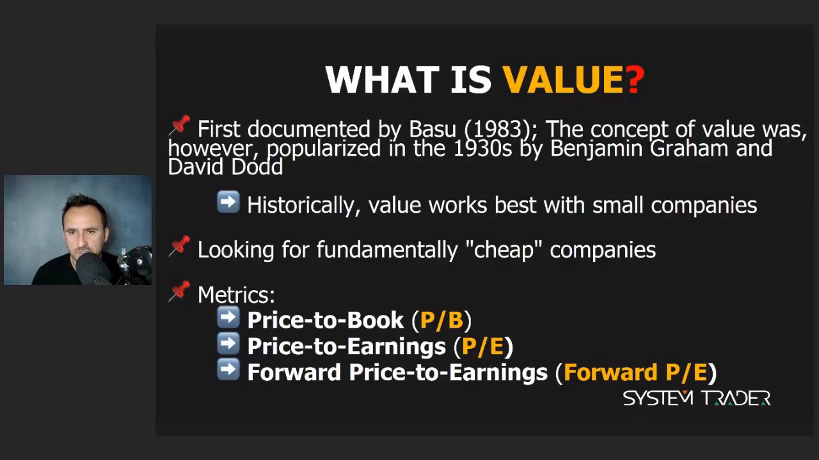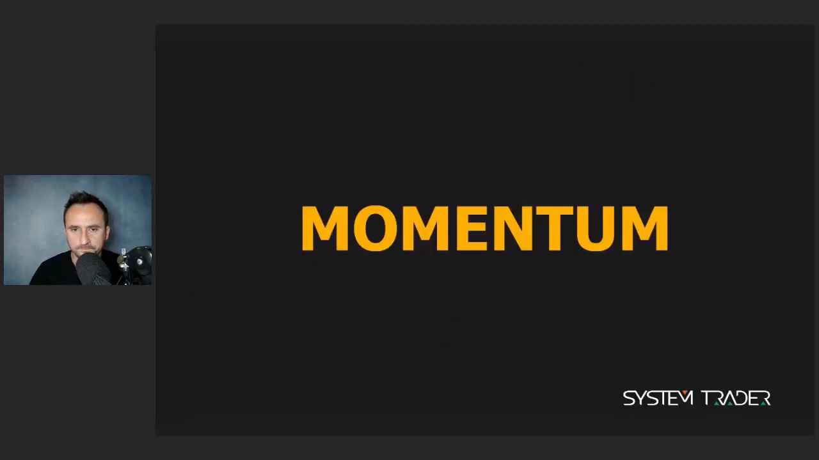And how do we measure the value of a company? For that, we can use a lot of metrics. And here are three examples: price to book, price to earnings, or forward price to earnings.